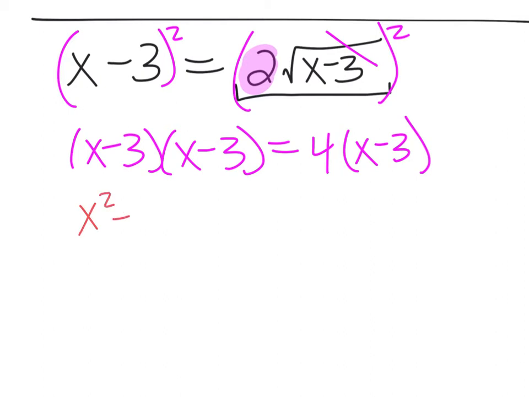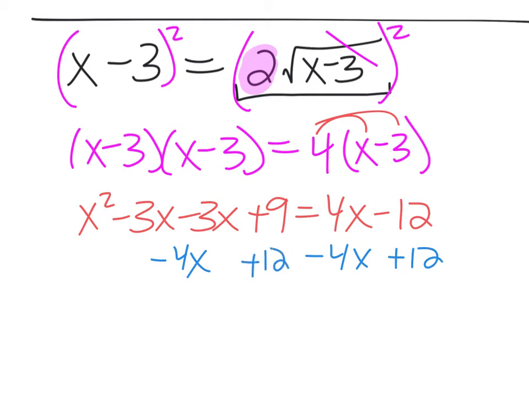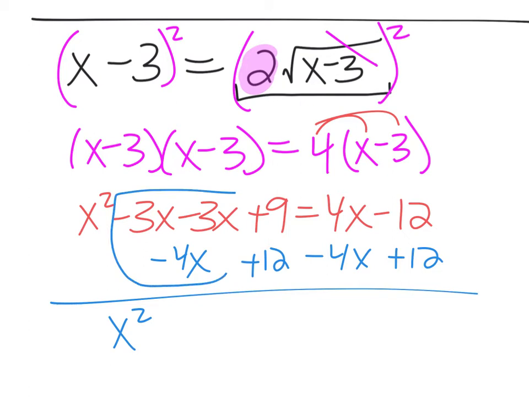Here we're going to get x squared minus 3x plus 9 equals, and then we can distribute the 4 and combine like terms. So move the 4x over to these two x values, and then add the 12 to the 9. So we have 3 x values here. That gives us negative 10x. And then combining 9 plus 12 is 21, equals 0.